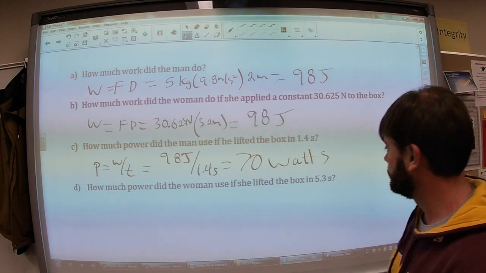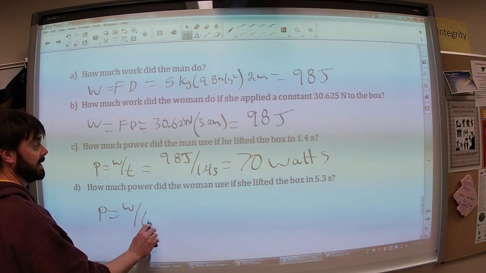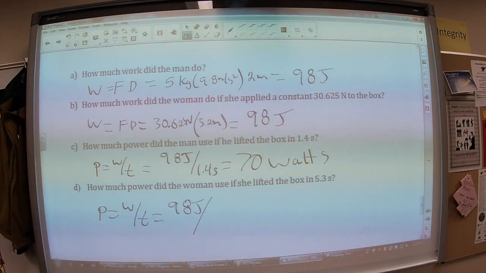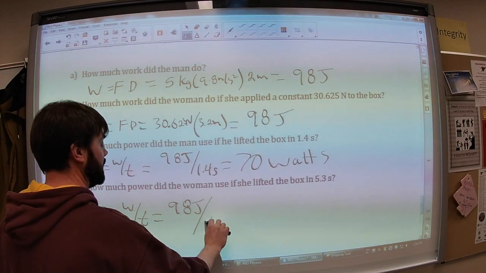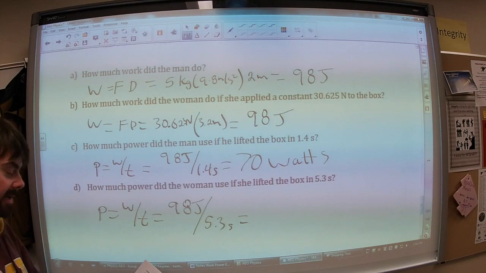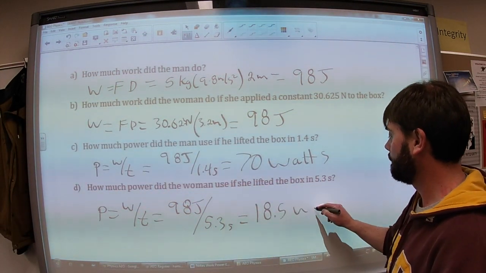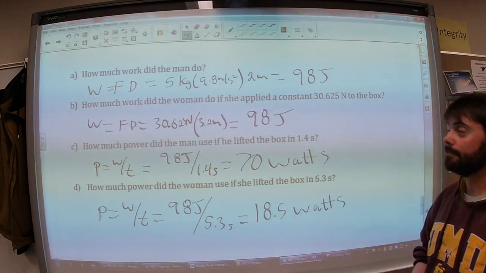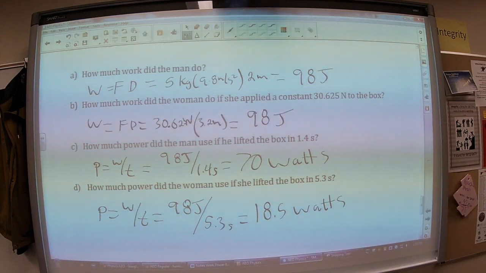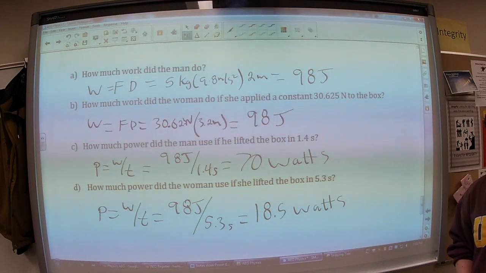And then the girl, the woman here, they say that the power there is still work divided by time. She also did the same amount of work, but she's going to take a little bit more time to do it. She's going to take 5.3 seconds. 98 divided by the 5.3 gives me 18.5 watts. So the power, even though the work was the same, they both did the same amount of work, the one who took more time to do it used less power.